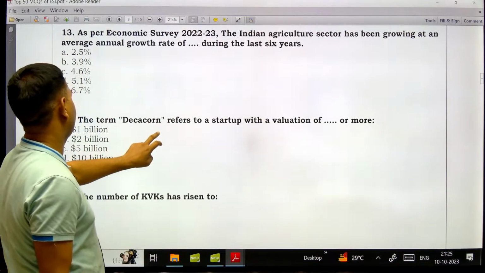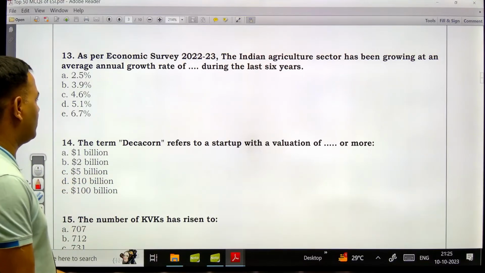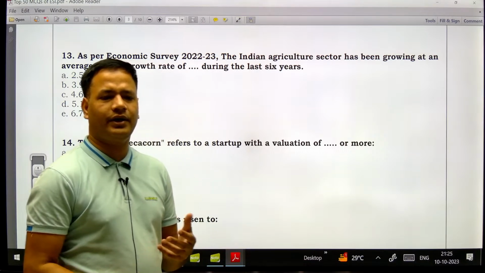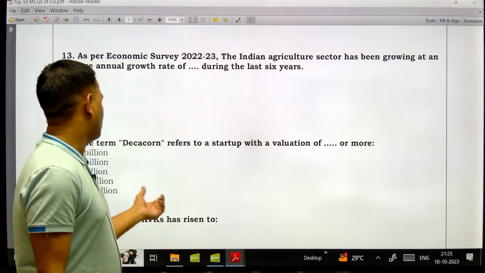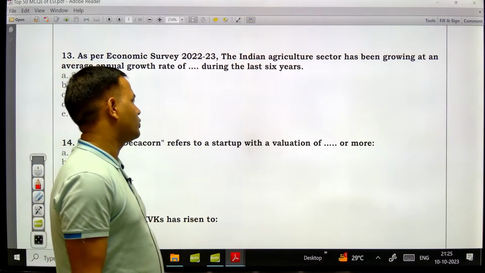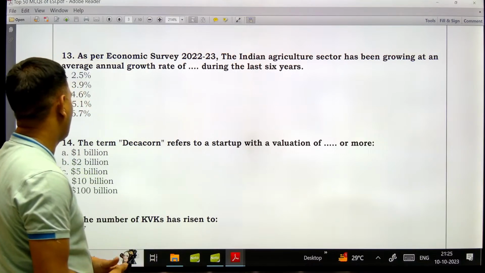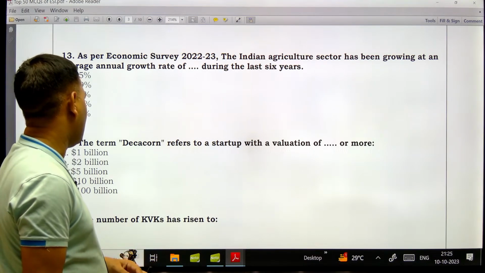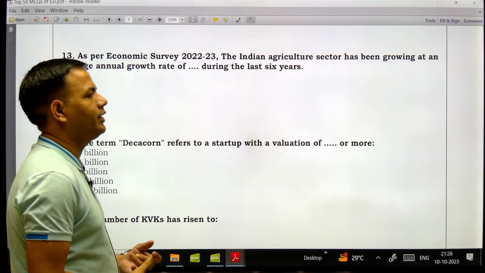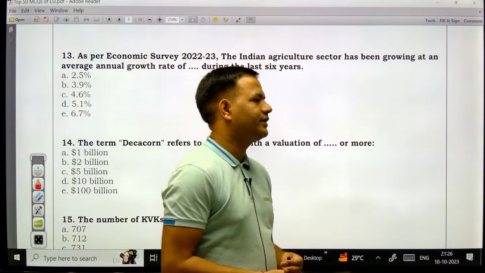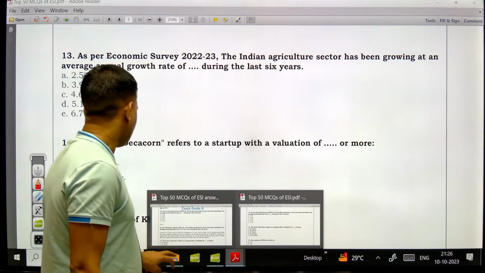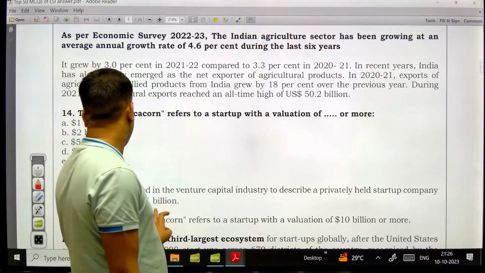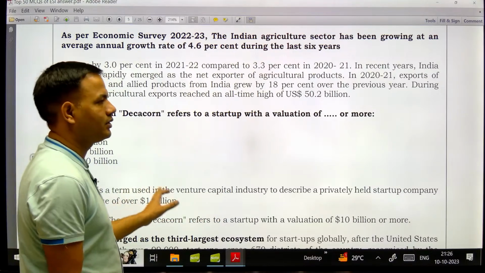Next question. The terms decacorn and unicorn, you have listened to many times or you are reading in newspapers many times. So the term decacorn refers to a startup with the valuation of what amount or more? It is 1 billion, 2 billion, 5 billion, 10 billion, or 100 billion. Yes, it is 10 billion. And for unicorn, it is 1 billion.